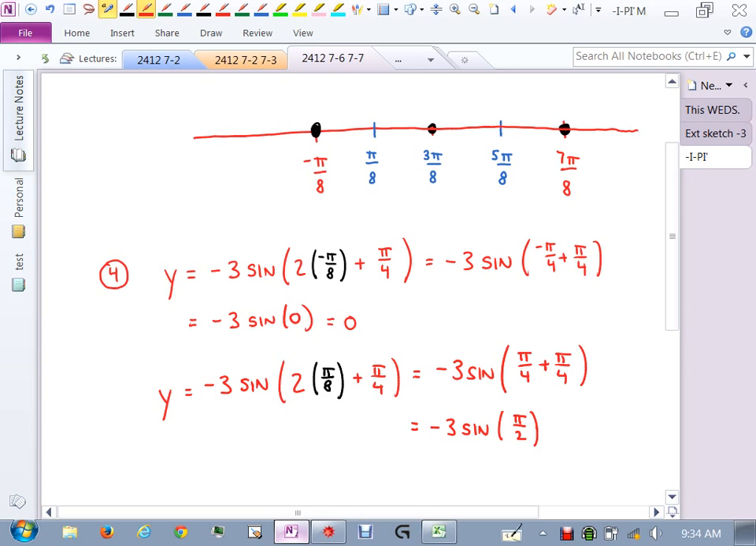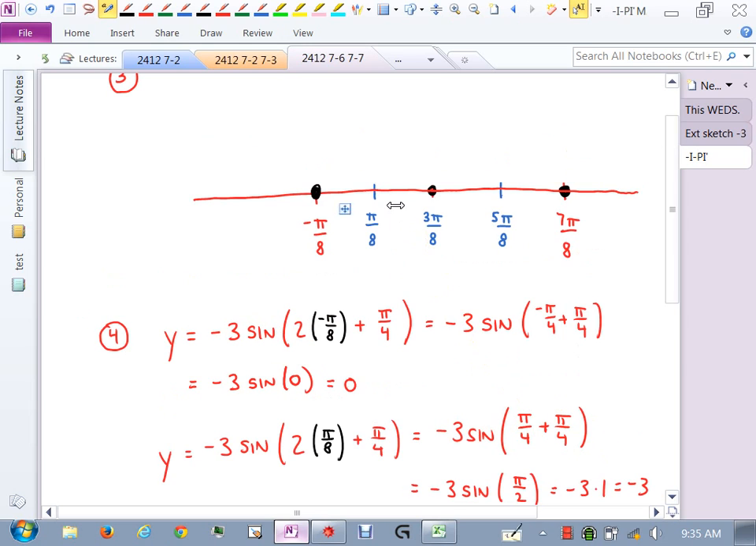Okay, what's sine of pi over 2? So go to pi over 2 on the unit circle, which is 90 degrees. Look at the y-coordinate. What's the y-coordinate? 1, right? So this is negative 3 times 1, which is negative 3. You see, it does something a little different than what you may have thought. It's actually negative 3 when I'm at pi over 8. So I'm going to come in here and put a point down here. That's negative 3.